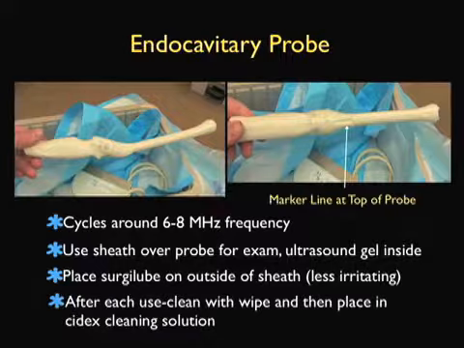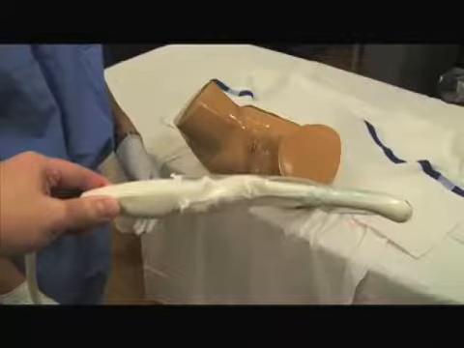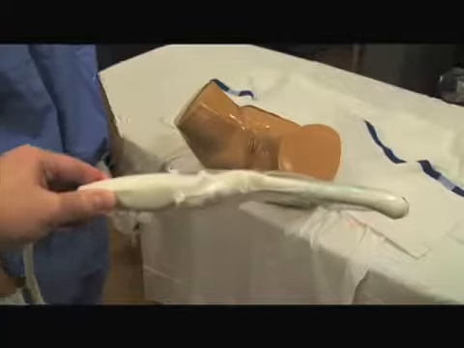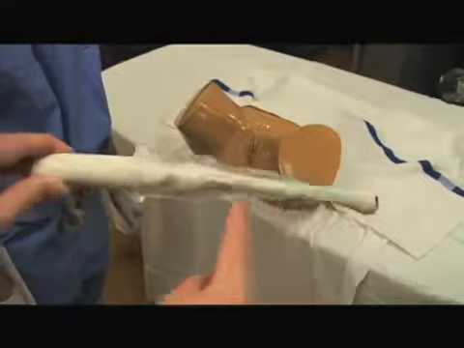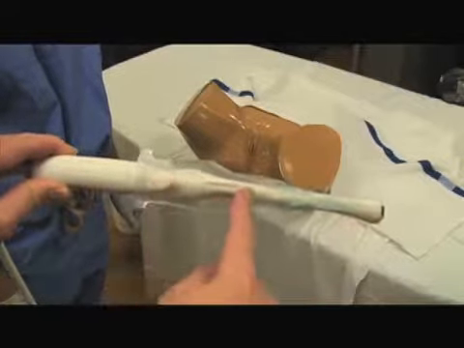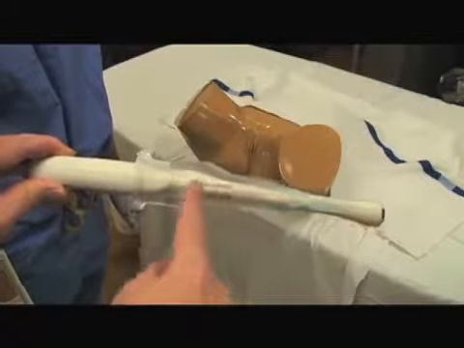After each use, we'll clean the probe with a CaviWipe and then place it in a Sidex cleaning solution. Here's the endocavitary probe that we'll be using for the GYN exam. Notice that it has a slight curve to the tip, and we'll use that curve to best visualize the adnexa and structures on GYN ultrasound.